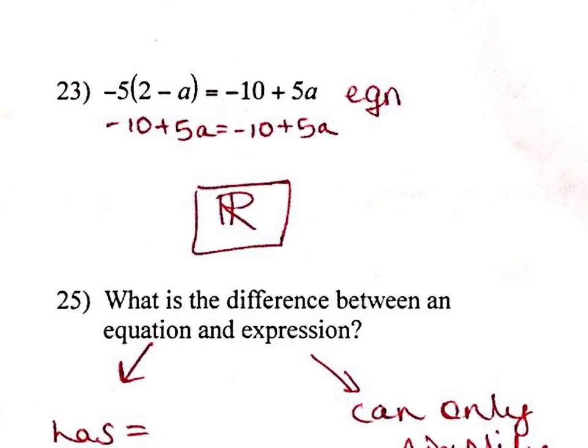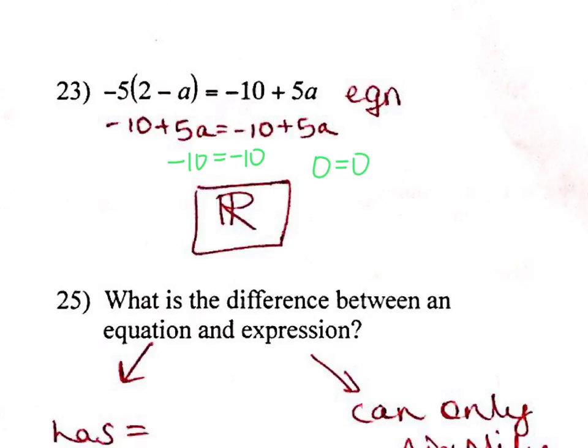23, last problem that we're going to work out right here. Distribute the negative 5. Notice that negative times negative gives you positive 5a. You may notice right away that those are the same thing on both sides, but if you don't, you might add 10 to both sides or subtract 5a from both sides. You may get to a part that says either negative 10 equals negative 10, or you might get something that says 0 equals 0. Either way, those are both true statements.